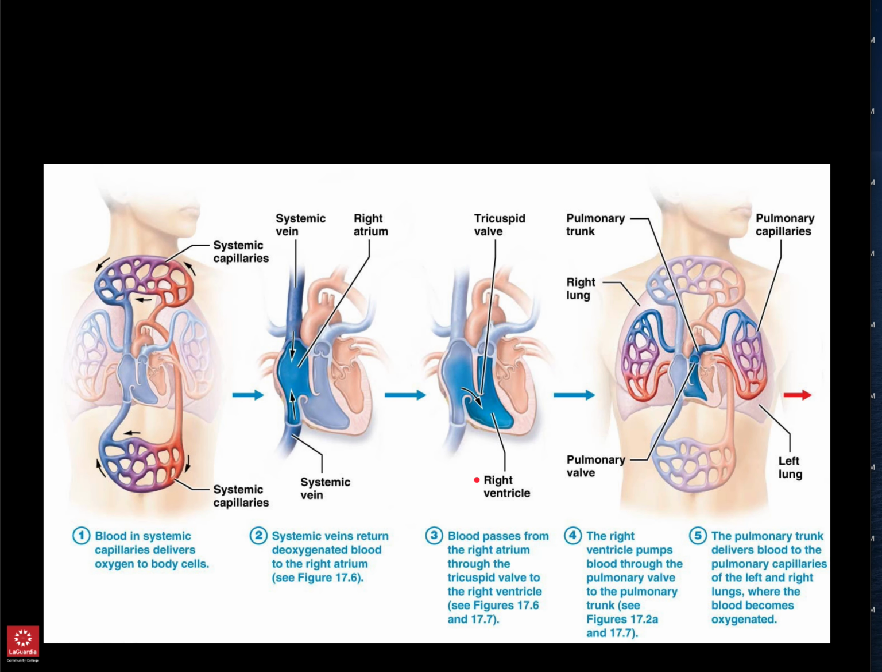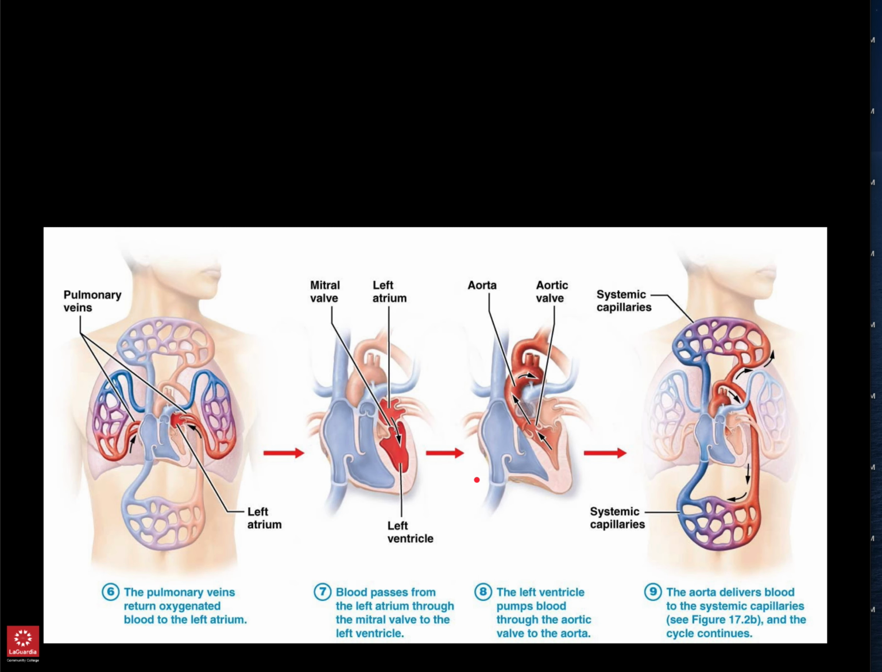So you can see blood in the systemic capillaries delivers oxygen to the body's cells. The systemic veins return deoxygenated blood to the right atrium. Blood passes from the right atrium through the tricuspid valve to the right ventricle. The right ventricle then pumps blood through the pulmonary valve to the pulmonary trunk, and the pulmonary trunk delivers blood to the pulmonary capillaries of the left and right lungs, where the blood becomes oxygenated.